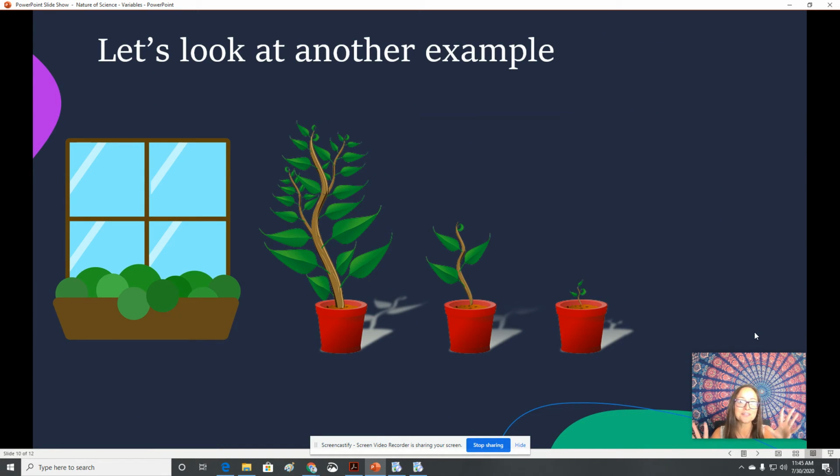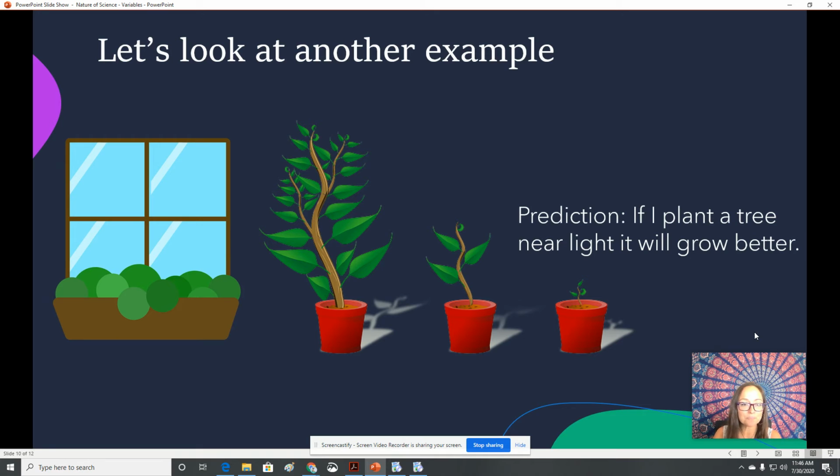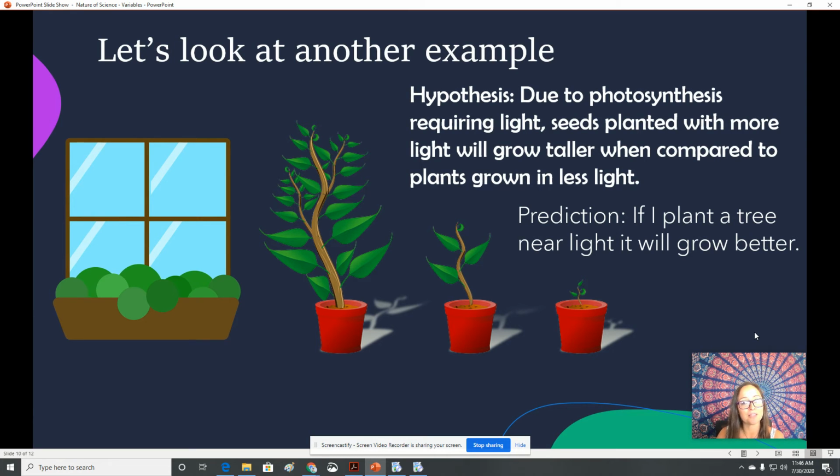Okay, so let's look at a couple other experiments as examples to practice with these words of independent, dependent, and controlled variables. So here, we know that plants need light for photosynthesis. So you have a prediction that if I plant a tree near light, it will grow better. Now, if we turn that into a hypothesis, it may sound something like, due to photosynthesis requiring light, seeds planted with more light will grow taller when compared to plants grown in less light. I have a bit of an explanation there. There's a reason why I'm saying what I'm saying.